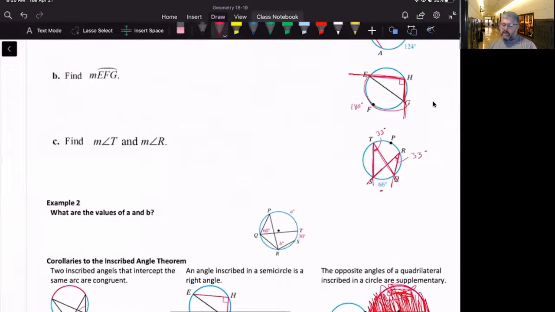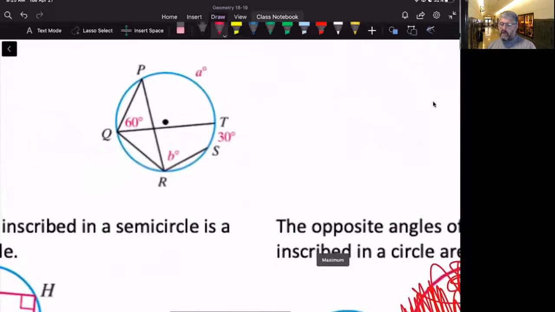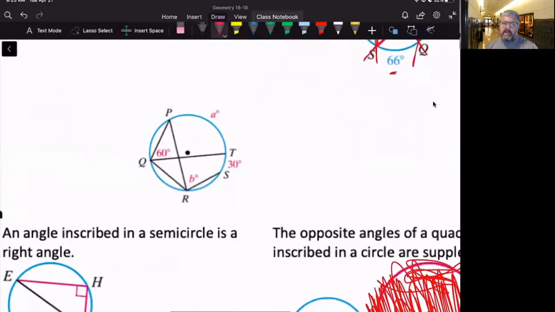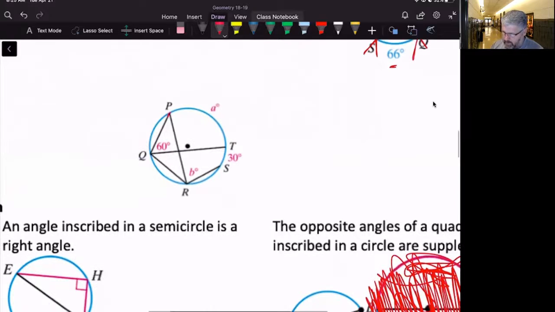Example 2, what are the values of A and B? So A is that arc, B is going to be the angle PRS, right there. Angle A goes from P to T. So that arc is created by that inscribed angle. That means that arc is going to be twice the angle. So A is going to be 120 degrees.